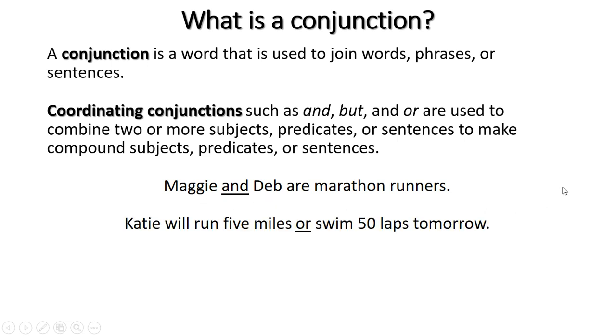My next sentence, Katie will run 5 miles or swim 50 laps tomorrow. Notice with the word or, there's a choice. Katie's either going to do this one or she's going to do this one. And so it's going to be Katie will run or she will swim. So in this sentence, I have one subject, but there are two verbs.